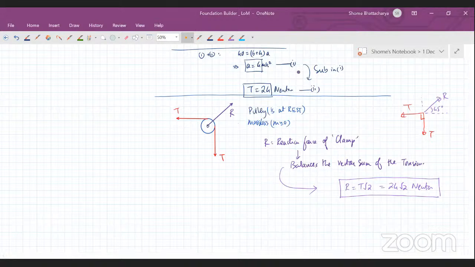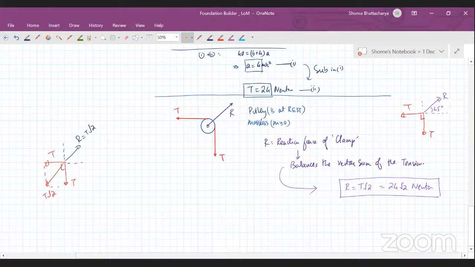Yeah, you can use Lami's theorem, but this one is actually pretty simple. Look, these two tensions are at 90 degrees, so their vector sum is T root 2. So to cancel it, the reaction force has to be T root 2 and exactly opposite to this. So no need to use Lami's theorem here, right? It's a more direct case.